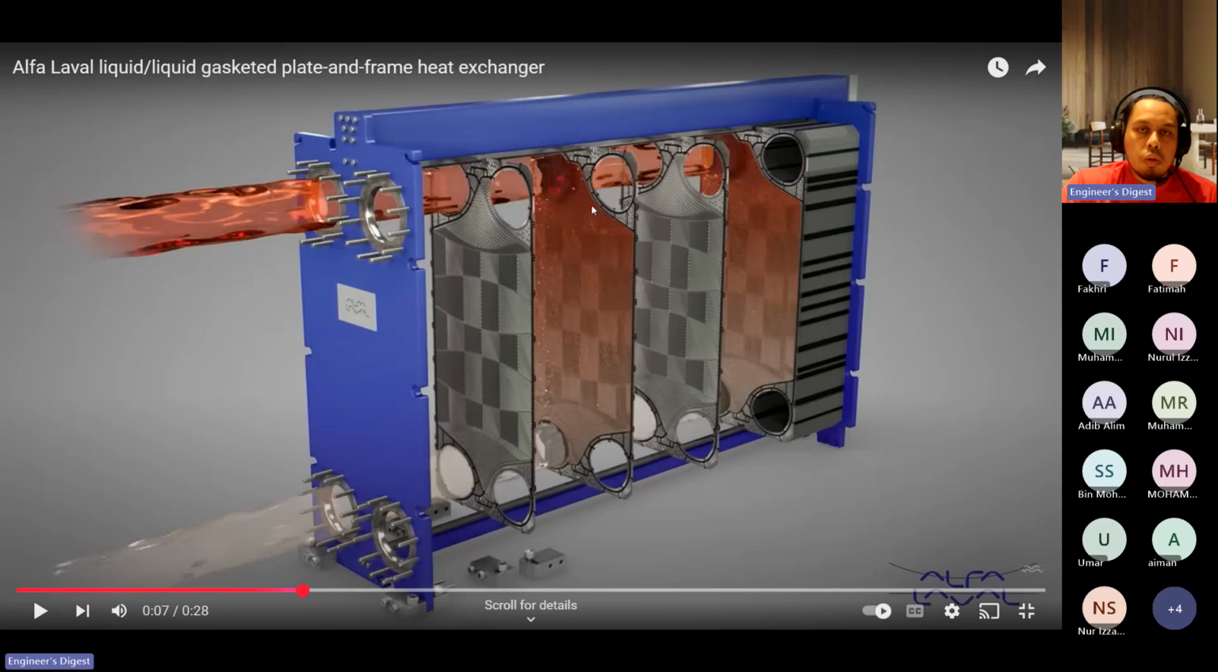Why do we have this gasket? Because if we do not have this gasket, this hot fluid will flow to this side also. So we want to direct the hot flow to this side only. That is the reason for the gasket. So this gasket is very important. If you have a broken gasket, then the fluids will mix, and the thermal efficiency will be affected.